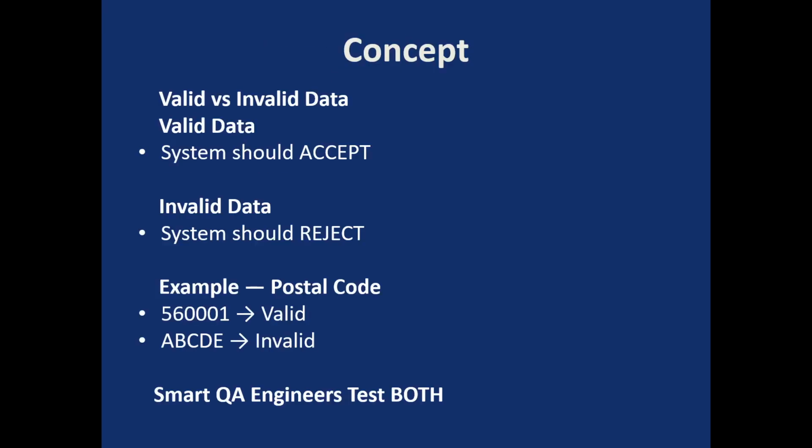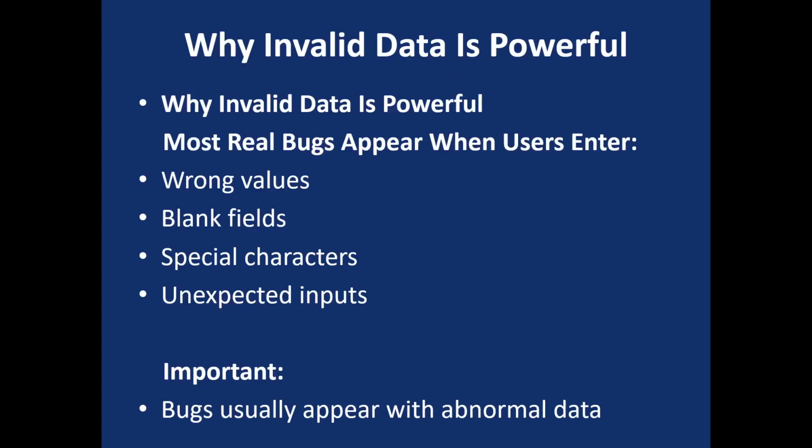The concept behind this is, valid data is something that the system should accept, and invalid data is something the system should reject. For example, if I give a postal code that is 56001, this is valid, and if I give, for example, ABCDE, that is basically invalid. Do remember, smart QA engineers test both. Now, why is invalid data powerful? Most real bugs appear when users enter wrong values, blank fields, special characters, unexpected inputs, and not normal data.